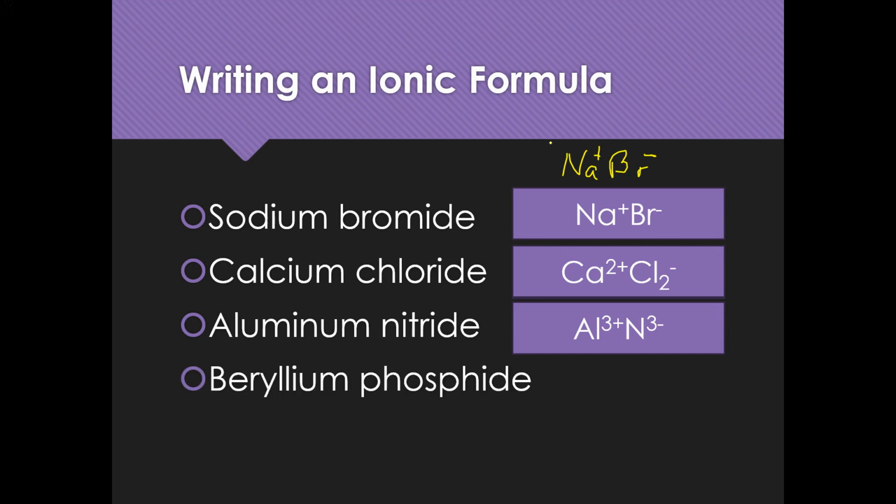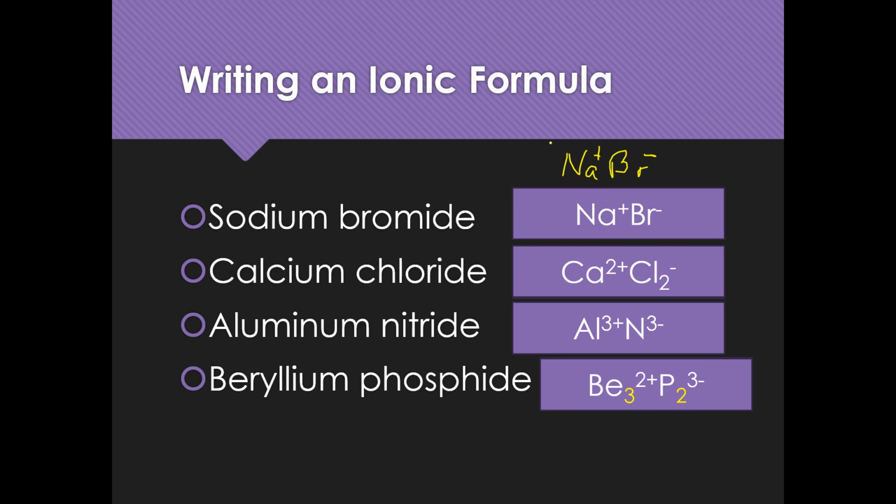Last one, beryllium phosphide. So beryllium is Be, element number 4. Phosphide is phosphorus, element number 15. Beryllium has a +2 charge because it's in column 2A. Phosphide has a -3 charge because it's in column 5A. So beryllium +2, P3-, crisscross, and then bring it together. This would be the correct formula for beryllium phosphide.